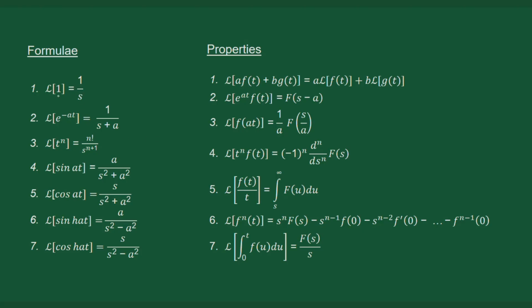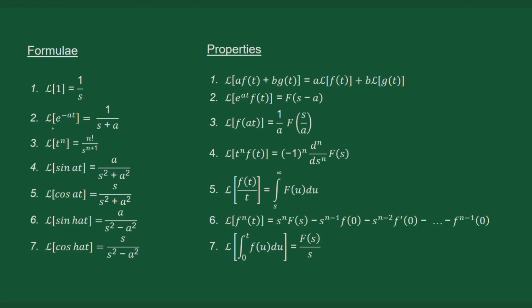For example, if we take the first formula, L of 1 equal to 1 by s, in the definition of Laplace transform, that is the integral from 0 to infinity of e power minus st f of t dt, that f of t should be substituted here as 1. If we substitute it as 1 and integrate it, we get the answer as 1 by s. Similarly, if we follow the same procedure for all these functions, we can obtain this list of formulas.